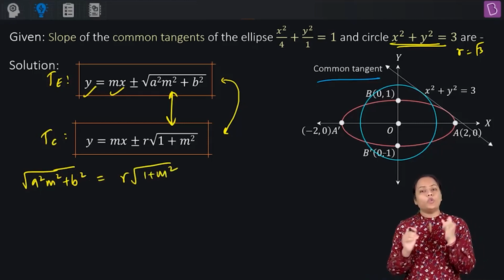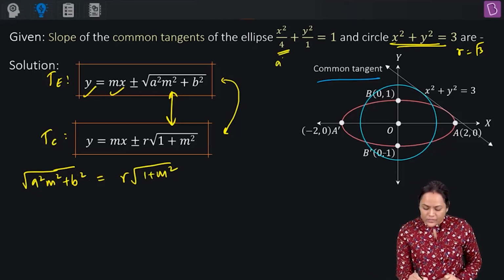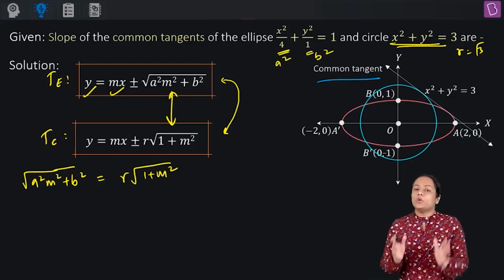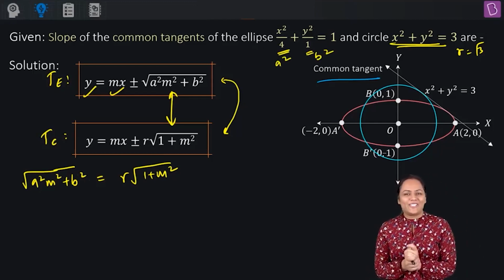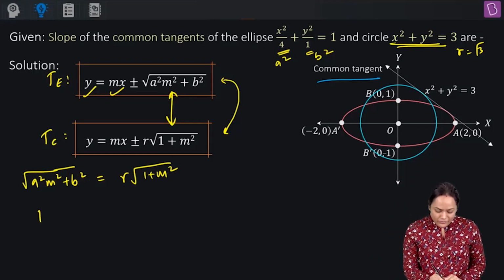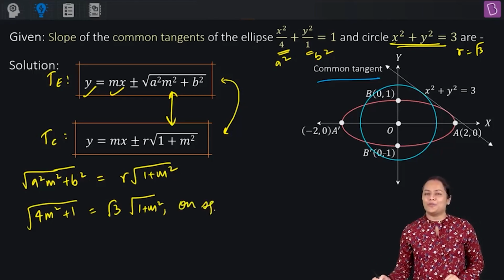Okay, now we know a². What is the value of a²? Well, a² is 4 and similarly b² is 1. So guys, quickly put the values and let's find the slope. Let's see who gets the answer first. So it's going to become √(4m² + 1) = √3 × √(1 + m²). And to get the value of m, let's do the squaring.